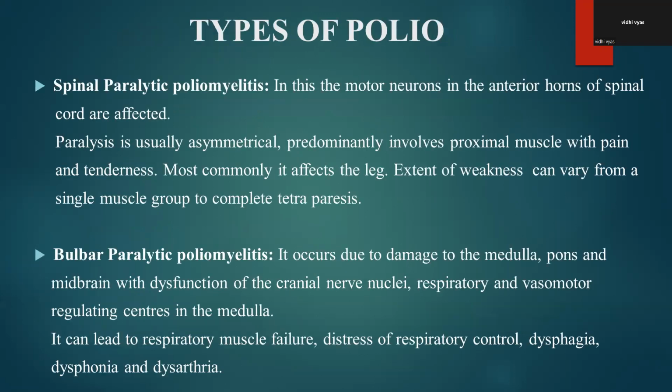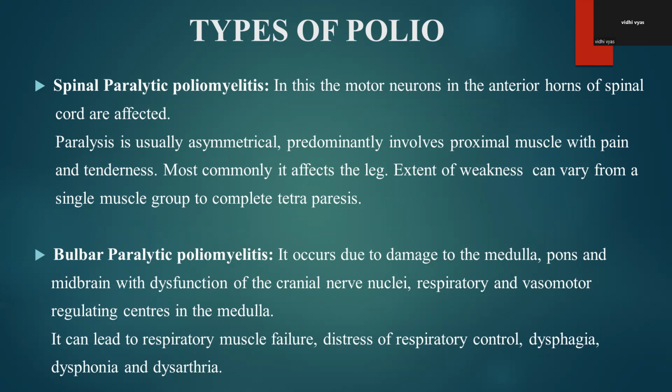Types of polio. Spinal paralytic poliomyelitis. In this, the motor neurons in the anterior horn of the spinal cord are affected. Paralysis is usually asymmetrical, predominantly involves proximal muscles with pain and tenderness. Most commonly, it affects the leg. Extent of weakness can vary from a single muscle group to complete tetraparesis.